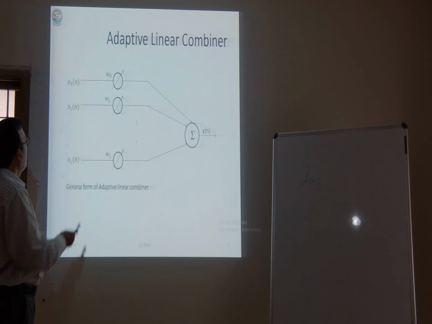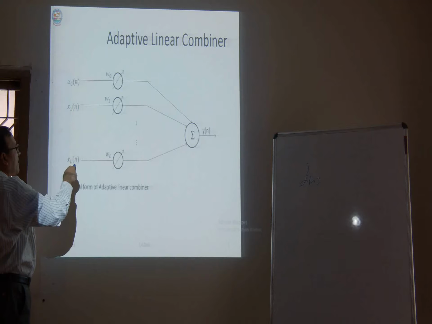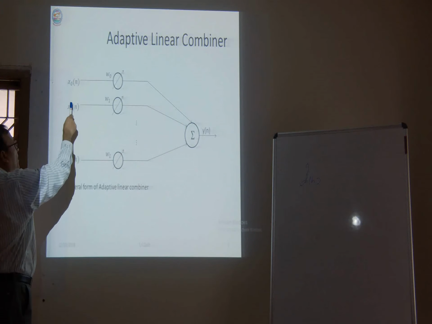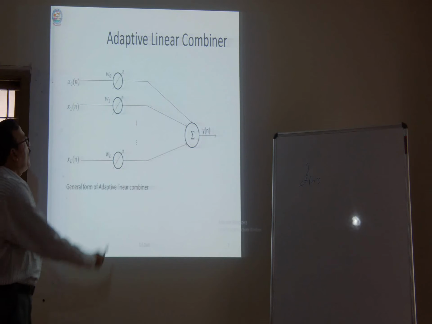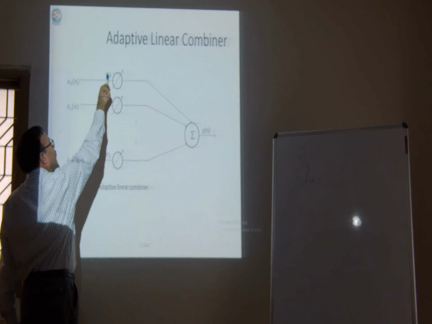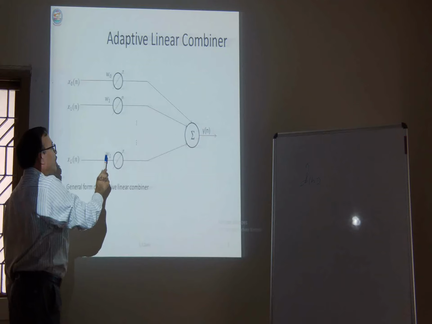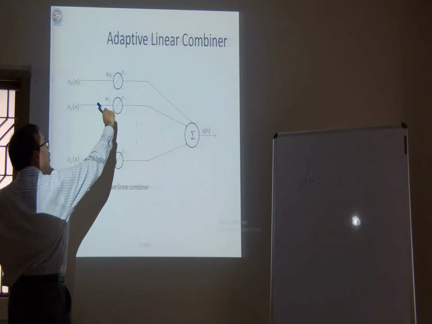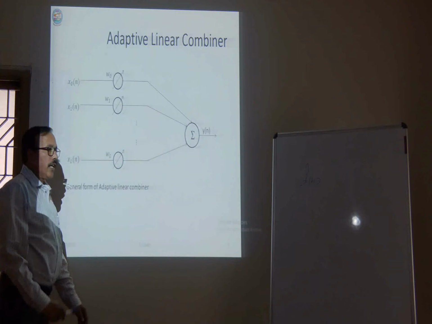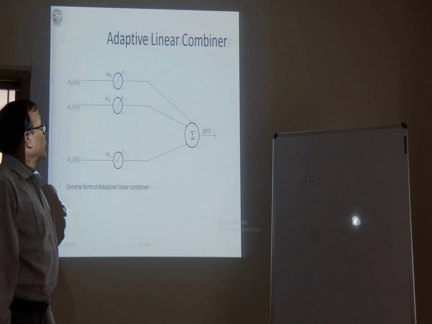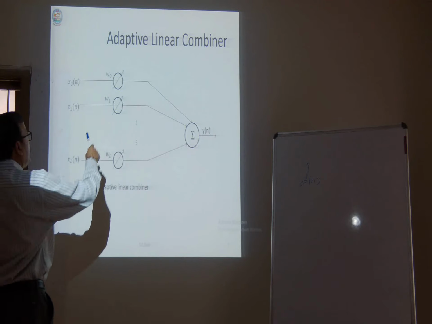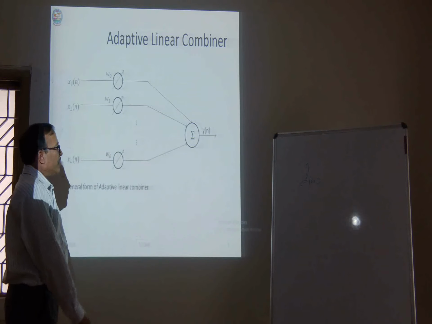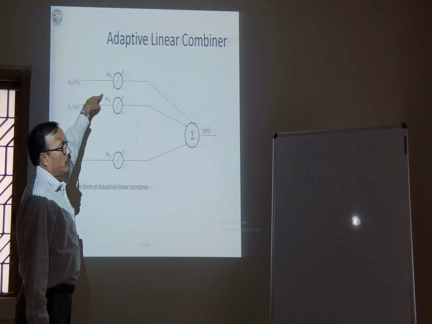number of inputs, x0n, x1n, xln. So n denotes the time, and this is the 0th input, first input, and lth input. And here we find some weights W0, W1, Wl. These can be either real or complex. And this arrow mark means that we can vary the output. So that means we can vary it depending upon some statistical sense, so it is known as adaptive.